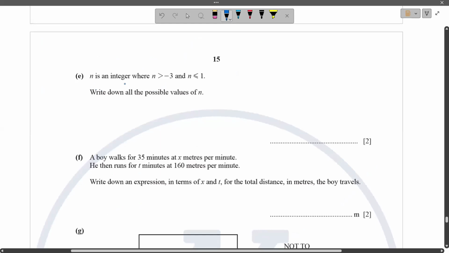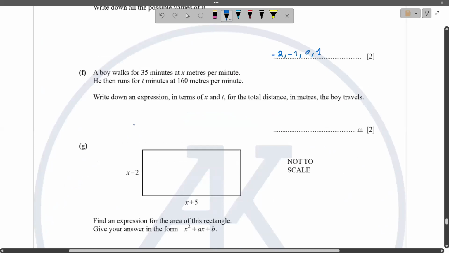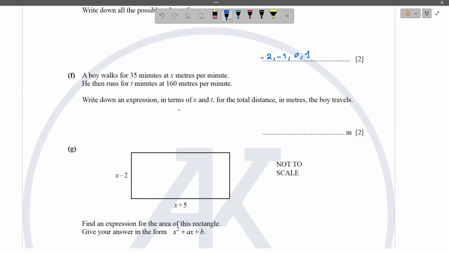E, n is an integer where n is greater than negative 3 and n is less than or equal to 1. Write down the possible values. So after negative 3, it's negative 2, negative 1, 0, 1. It's equal to 1. A boy walks for 35 minutes at x meters per minute. He then runs for t minutes at 160 meters per minute. Write the expression in terms of x and t for the total distance.